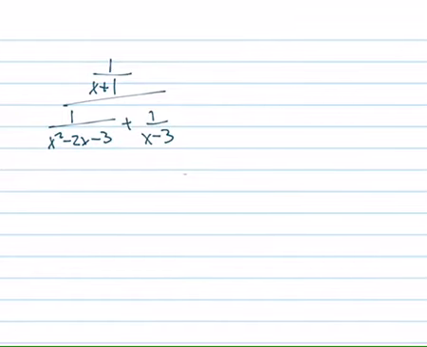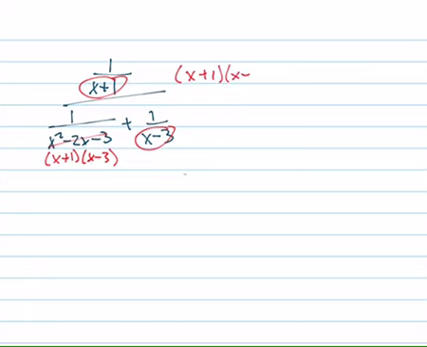So to simplify this fraction, you've got to take the least common denominator, which my guess is going to be x plus 1 times x minus 3. That's probably how this factors. Let's just see if that works. Sure enough, that works. If you FOIL that back out, that's what you've got there. So we're going to multiply the top and bottom by x plus 1, x minus 3.